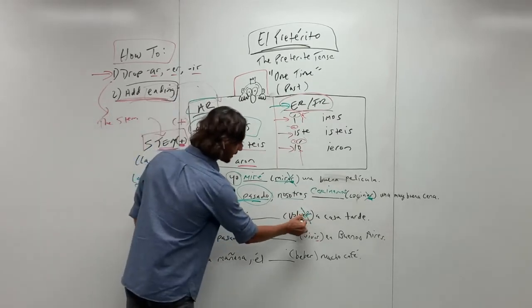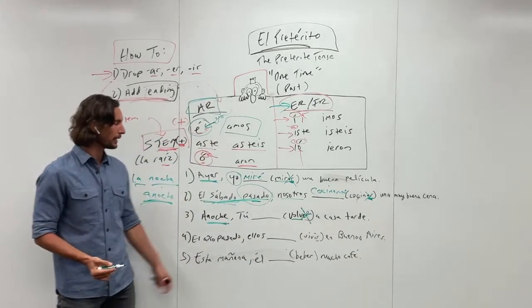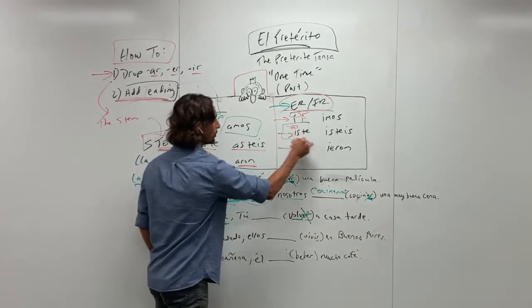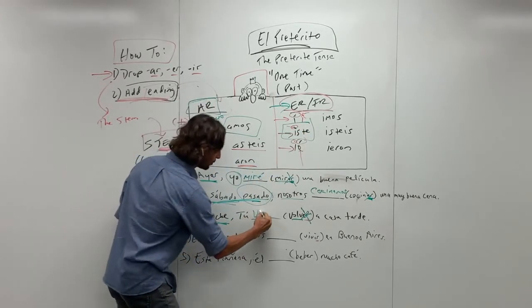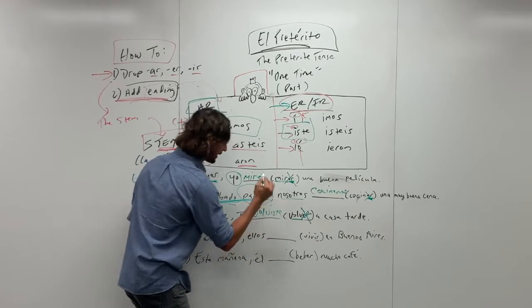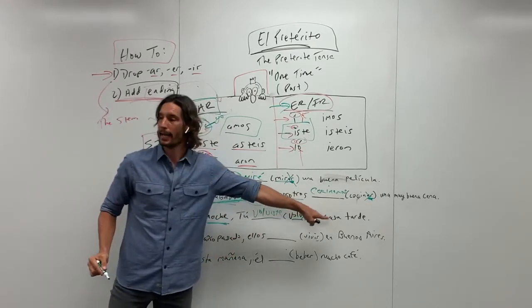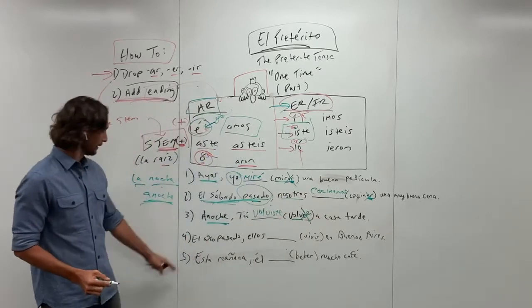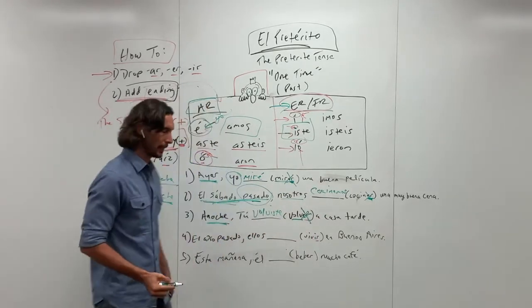So we drop the ER, we've got our stem, V-O-L-V, and then we want to take this, that's a dot there, and so we would put tu volviste. Anoche tu volviste a casa tarde. All right? And so number four, moving right along, we've got an IR verb. Got to mix it up, of course.